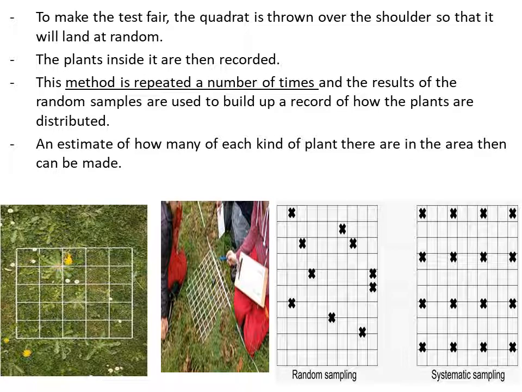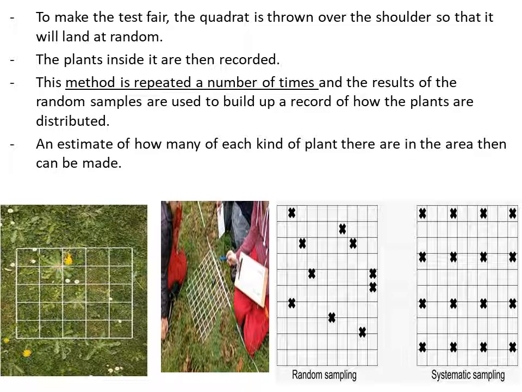The quadrat is thrown over the shoulder so that it will land at random. The plants inside it are then recorded. This method is repeated a number of times. I'm going to repeat this method a number of times, then I will choose different places. It's not going to be just one place, but different places.